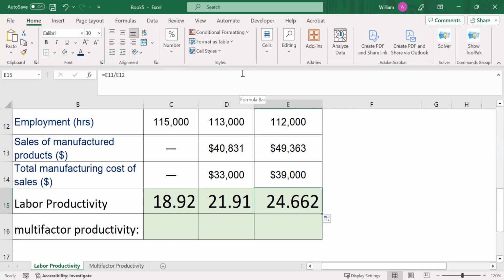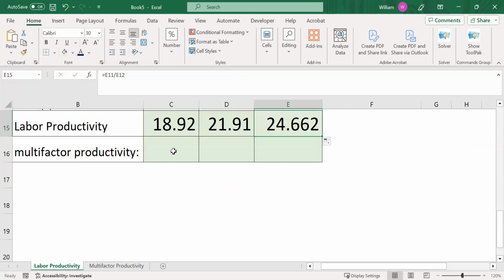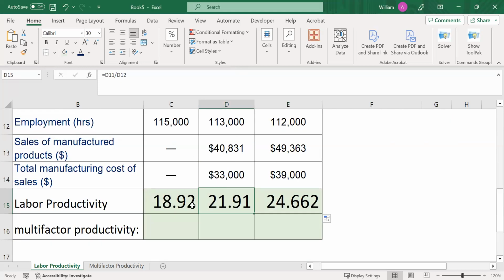Okay, so what do these numbers tell me? The numbers tell me that for every labor hour that we put in, our output is 18.92 units of product. Okay, compare that to 2022. That goes up, so there's been some improvement there. We are making more product within each hour, and in the final year that goes up even higher. So that's a good sign. There's a trend there that we'd like to see.